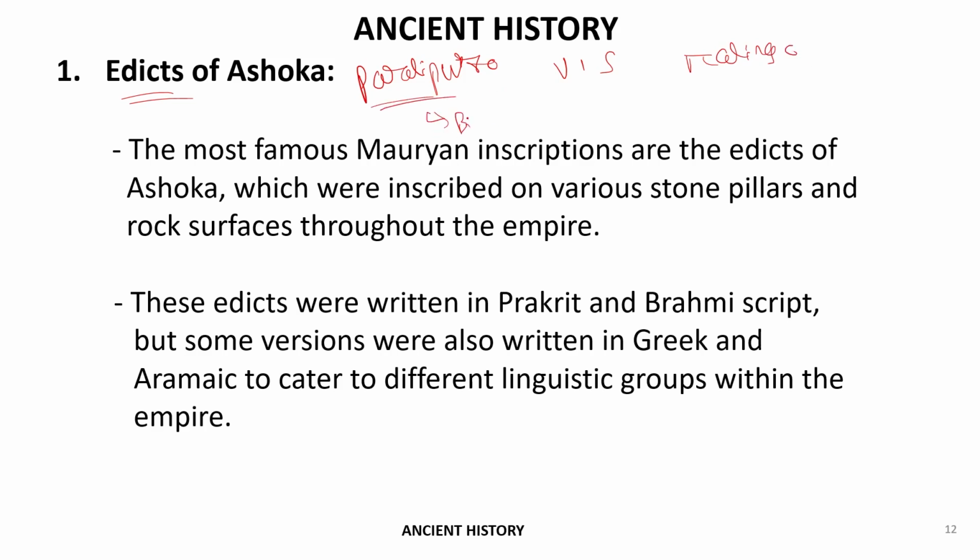Pataliputra is present in Bihar. Kalinga is present in Odisha. Okay. So what happened? Let me tell you the story in short. Ashoka was the ruler of Pataliputra at that time.